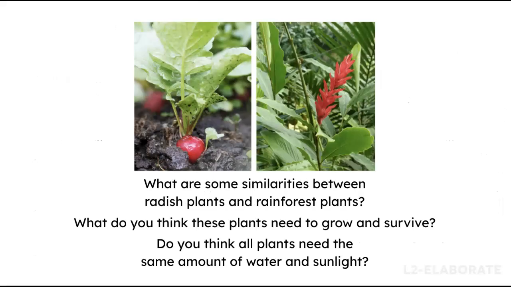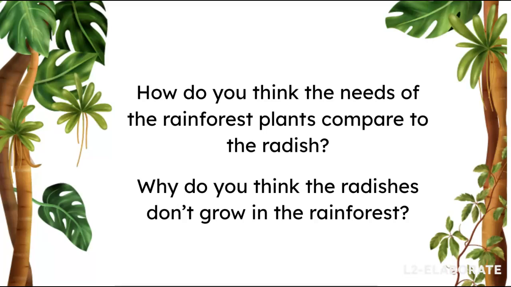For the Elaborate portion, you'll again show students the poster of the rainforest. You'll then ask questions about similarities and differences between radish plants and rainforest plants. You'll also ask about the needs of each type of plant and if they think radishes could grow in the rainforest. This will wrap up the summary chart discussion.